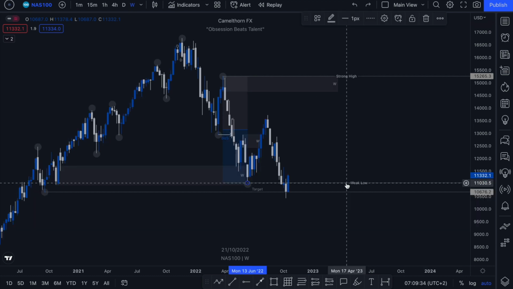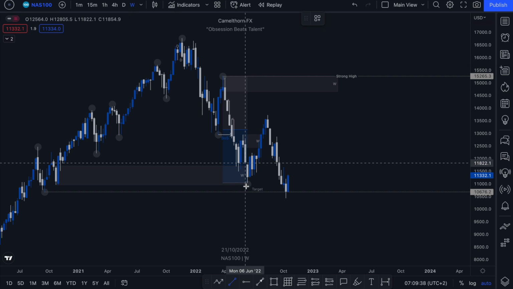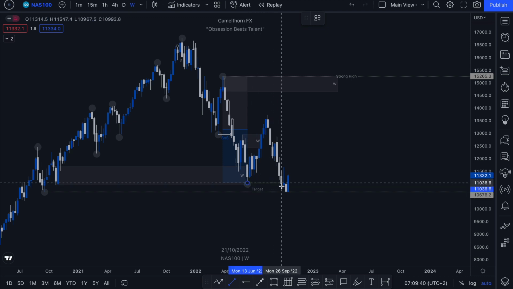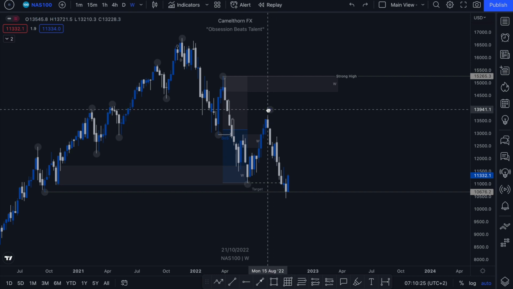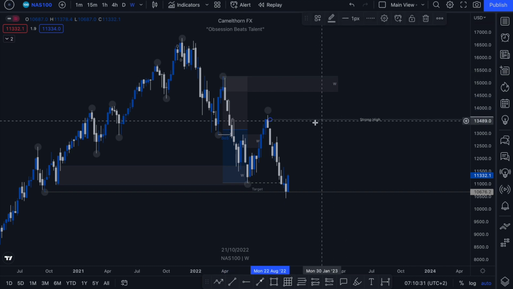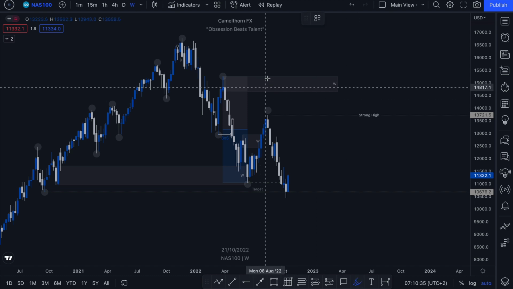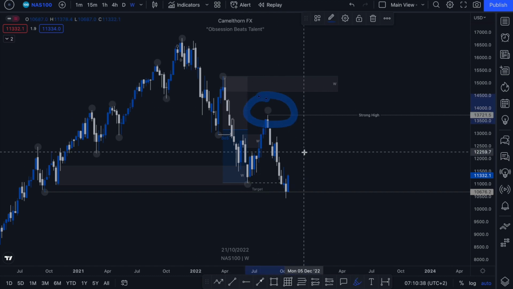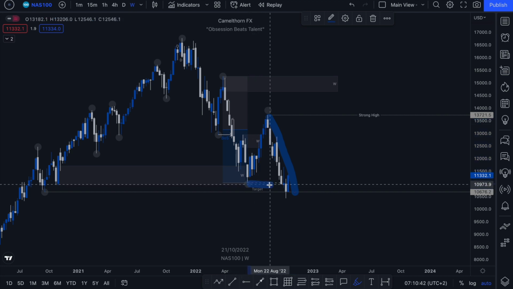What we can do now is we can go ahead and mark this out as a valid break of structure to the downside. Here on the weekly chart, we can also mark out this high as our new lower high, which in turn becomes our new potential strong high in here. And why do I say that? I say this is our new potential strong high because this high is what led to the break of structure in here.